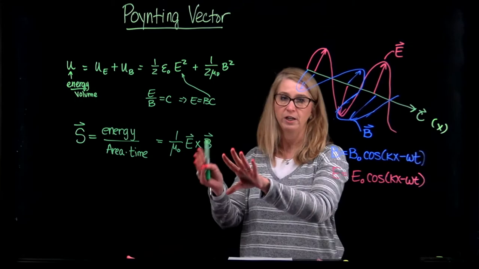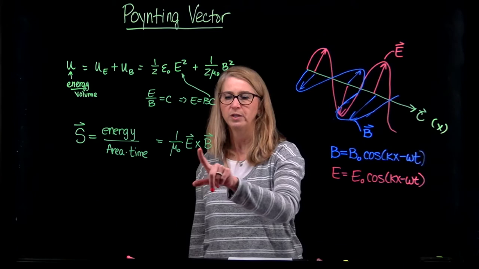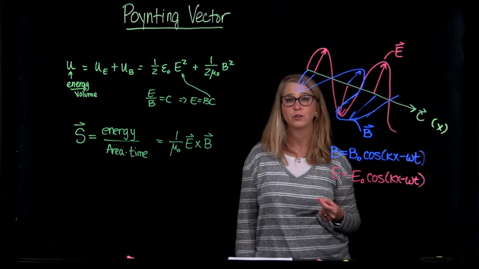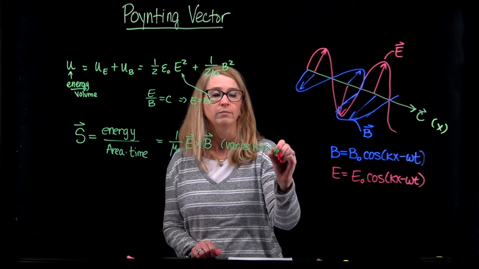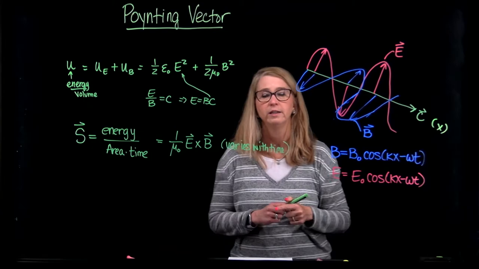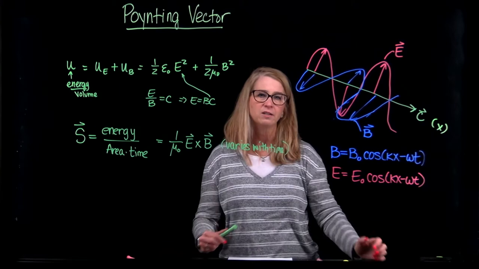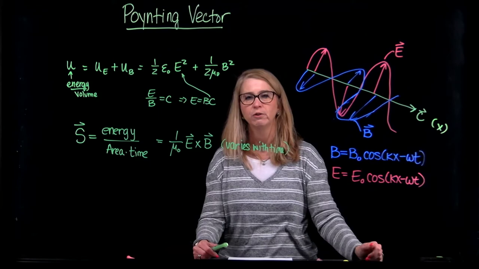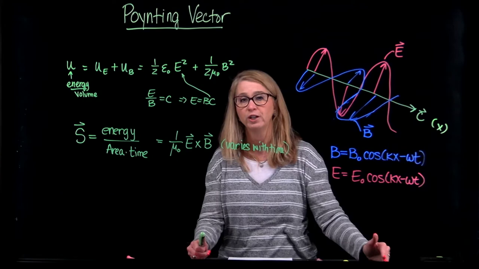Now, if you think about it, I actually wrote here the expressions for electric field and magnetic field. And if we substituted those in here, we would see that the Poynting vector would be something that would vary in time. It's not a constant value, but instead it is a value that will wax and wane along with these cosine functions. So because of that, an instantaneous value of the Poynting vector, that is the value of a Poynting vector at a specific time, might not be as useful, because if we just change the time, we could get a totally different value for the same wave.